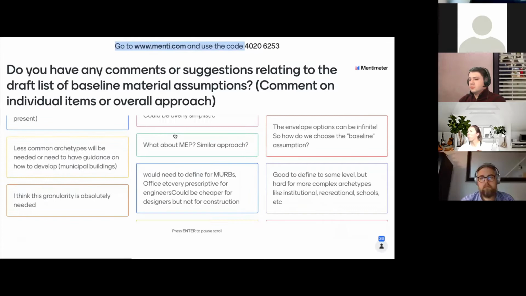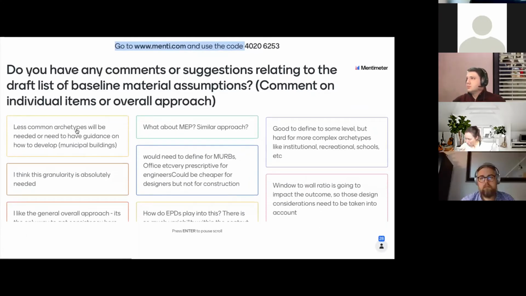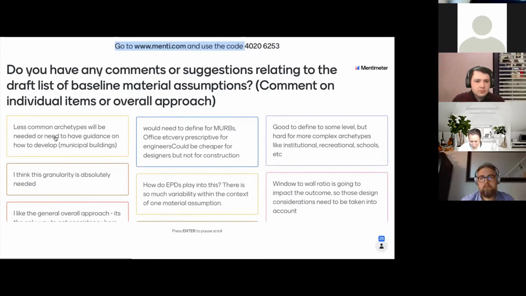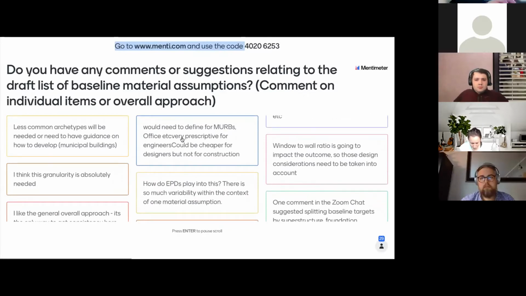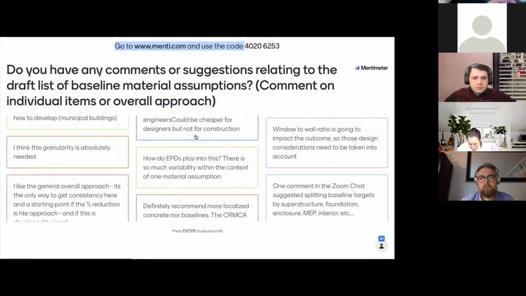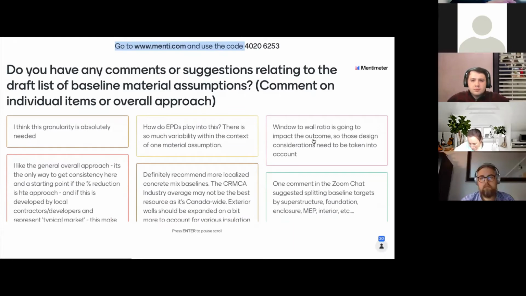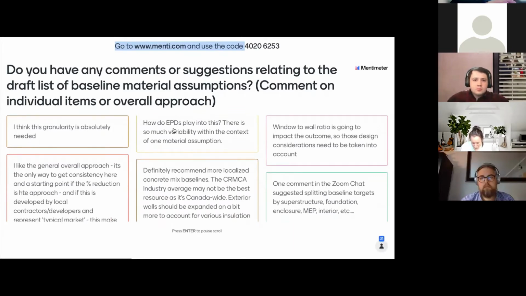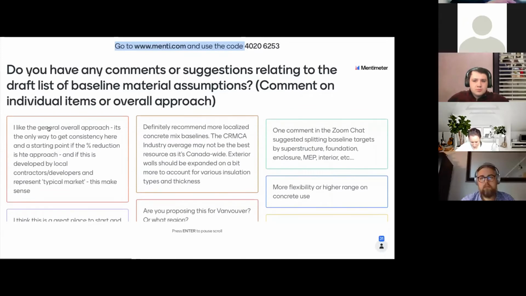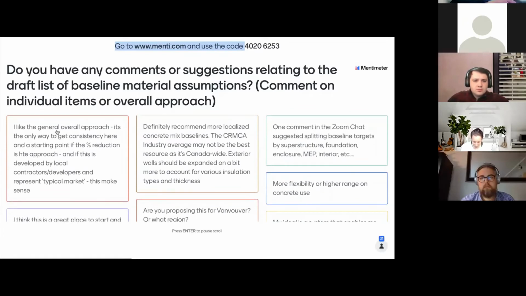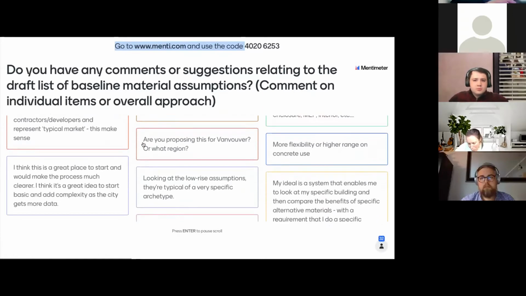Okay, could be overly simplistic. What about MEP or similar approach? Less common archetypes will be needed or need to have guidance. We need to define for MURBs, office, et cetera, very prescriptive for engineers. Window to wall ratio is going to impact the outcome, so that needs to be taken into account. How do EPDs play into this? There's so much variability. I like the overall approach. It's the only way to get consistency and a starting point on percentage reduction.